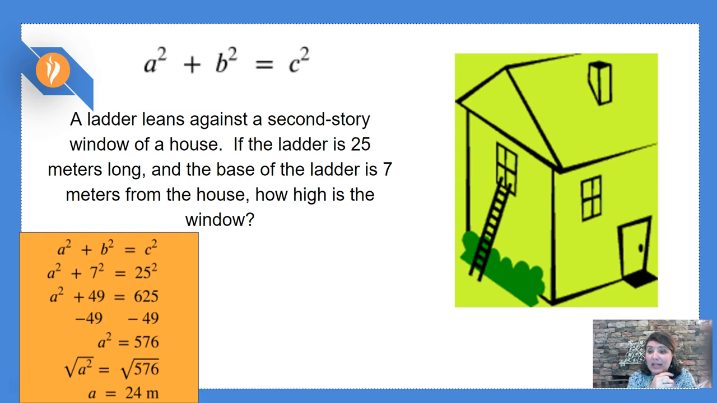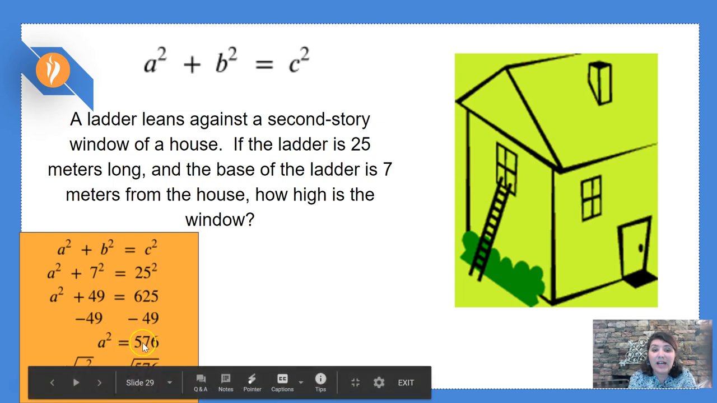7 squared is 49, and 25 squared is 625. I'm going to subtract 49 from both sides. I've got a squared equals 576 left here. Well, I'm going to take the square root of both sides. Remember, the opposite of squaring a number is taking the square root.